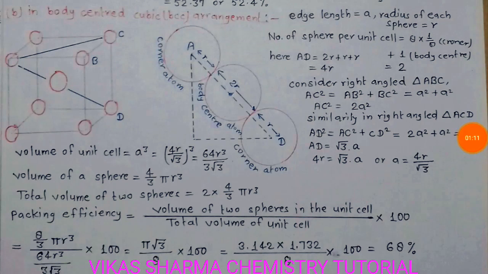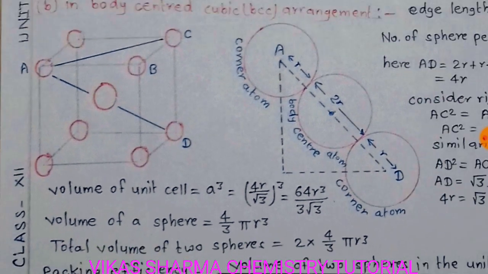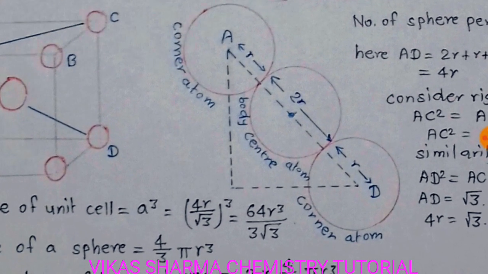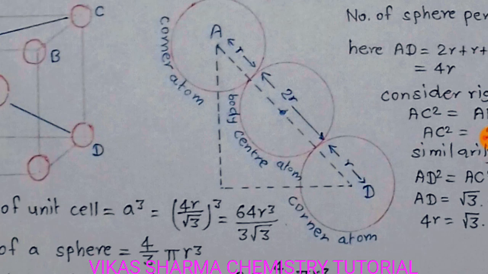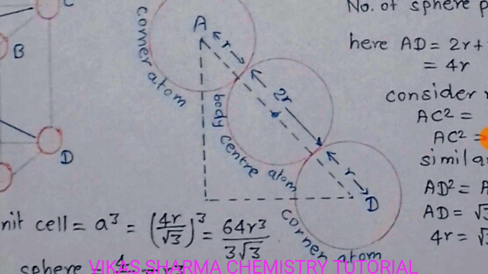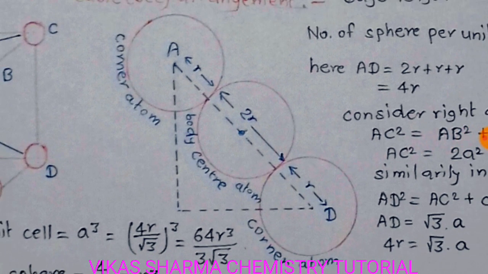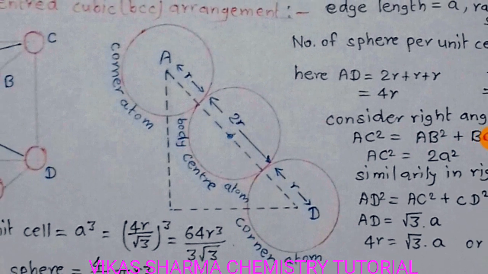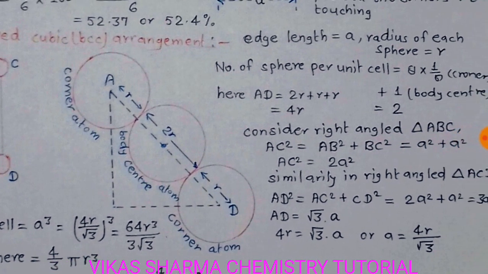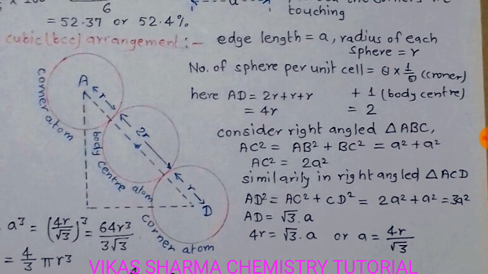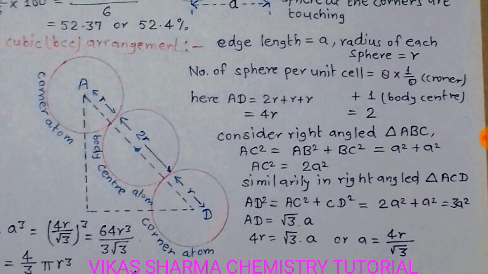The second type is the body centered cubic unit arrangement, BCC. You have seen that one atom is at the body center, and the others are corner atoms. One atom is in the middle, which is the body center atom. So the edge length is equal to a, the radius of each sphere is small r, and the number of spheres per unit cell is 8 multiplied by 1/8 for corner atoms, plus 1 body center. Here AD is equal to 2r plus r plus r, which means 4r.